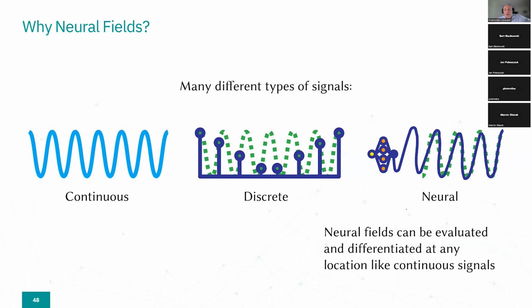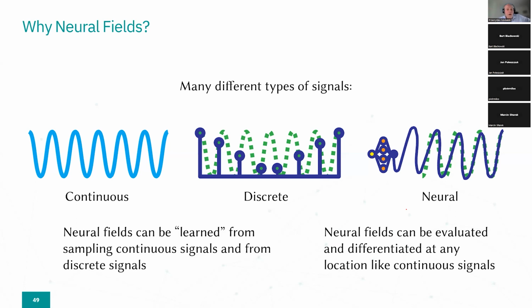And the good thing is they can be evaluated and differentiated at any location, like continuous signals. And they can be learned from sampling continuous signals or from discrete signals or from any sampling you can get, like from point clouds, scans, and so on, photographs.